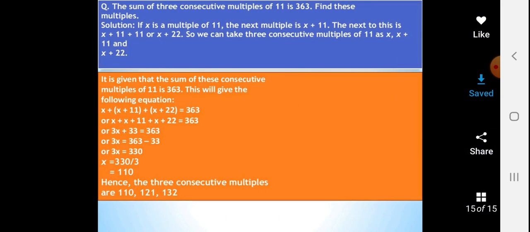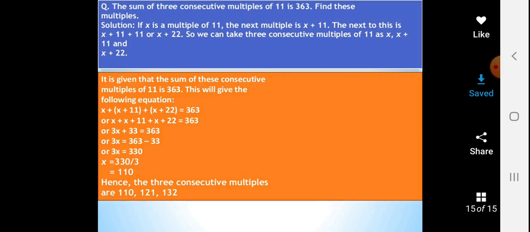The sum of 3 consecutive multiples of 11 is 363. So first multiple of 11 is x. So second will be x plus 11 and third will be x plus 22. So 3 multiples of 11 are x, x plus 11 and x plus 22. I'll add them up and I'll write is equals to 363 as it is given in the question.